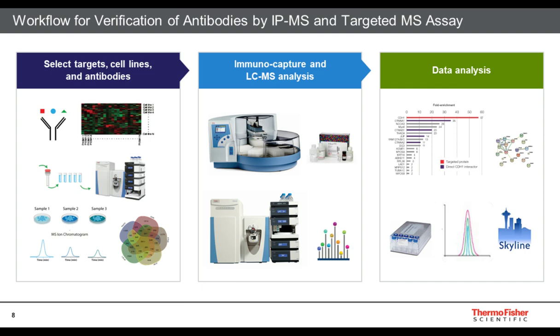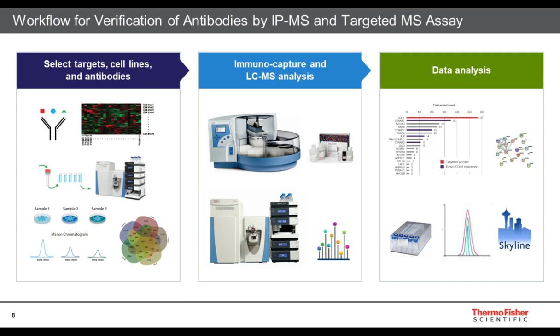So this is the workflow for verification of antibodies by IP-MS and development of the targeted MS assay. In step 1, we select the targets of interest. We select the relevant cell models and antibodies for antibody verification by IP-MS. And we typically use the messenger RNA and deep proteome data generated from these cancer cell lines to identify the abundance level of specific targets in relevant cell lines to screen in step 2.